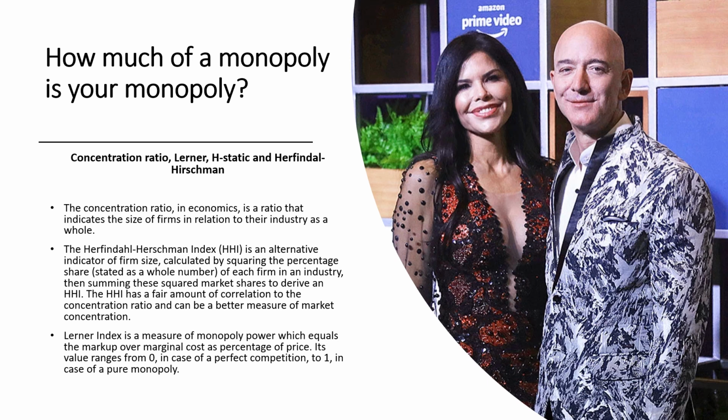The concentration ratio in economics is the ratio that indicates the size of firms in their industry relative to the industry as a whole. So it would talk about the size of an individual firm, say Dangote, relative to the whole cement industry. And this is why I'm really surprised that people say that Dangote is a monopolist. Because even though he does have a relatively large size compared to the rest of the industry, that size has been shrinking.